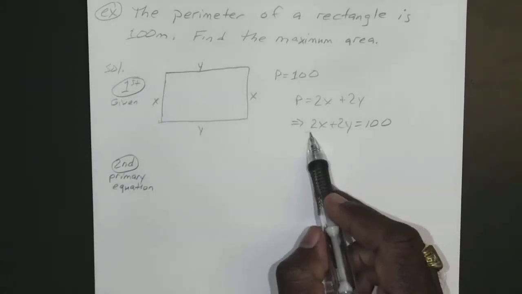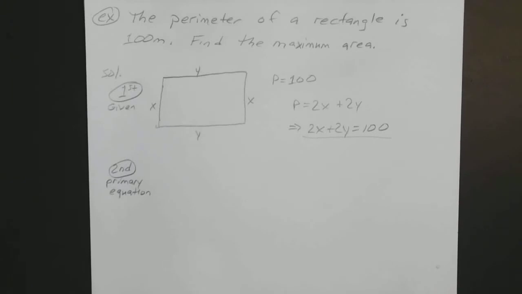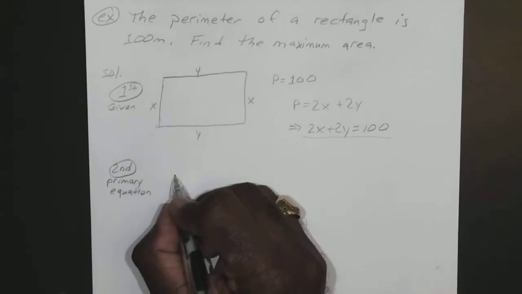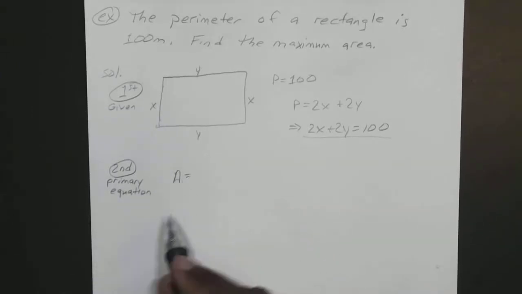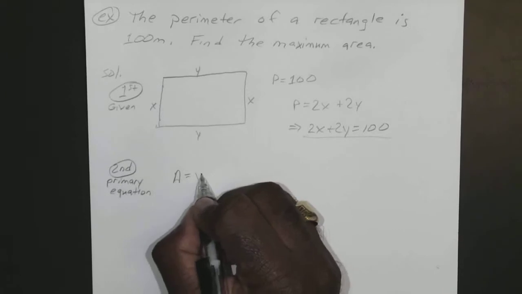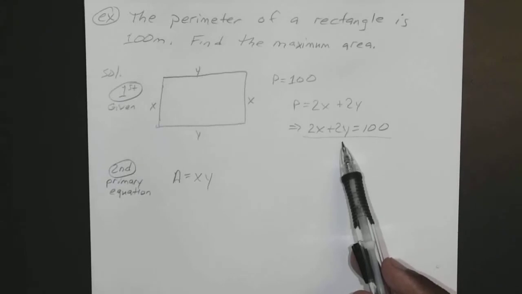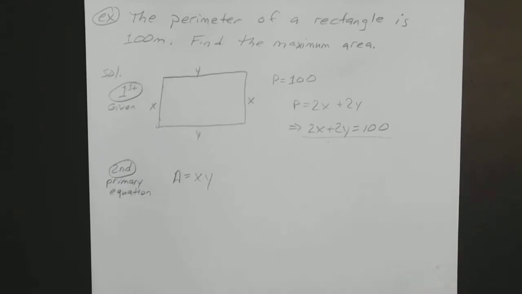Now this isn't our primary equation, that's what was given to us. We're actually trying to maximize the area, so that means our primary equation is going to be our area, which is length times width, which is x times y. Because that's what's going to be maximized. Now if we were maximizing the perimeter, this would be our primary equation.